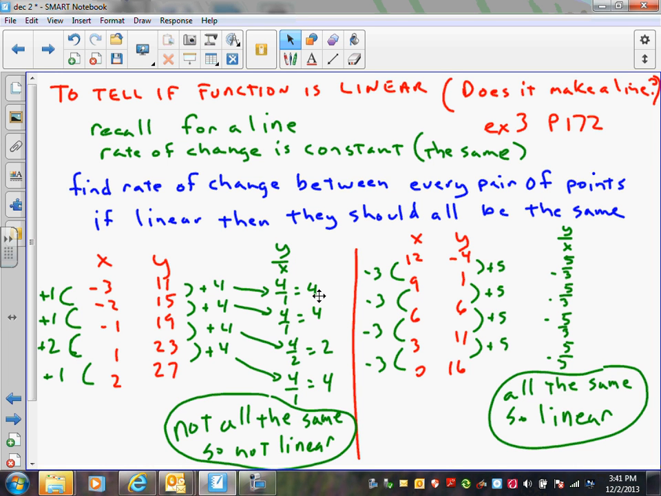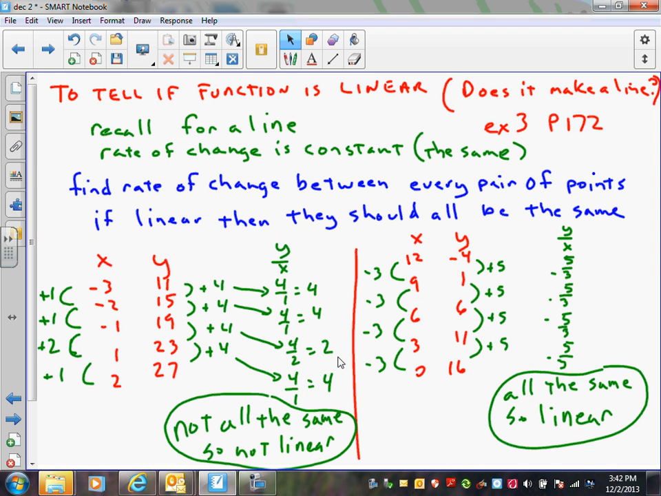It reduces to 4. The next one from 15 to 19 again goes up by 4. From -2 to -1 again goes up by 1. So again I have 4 over 1, still 4, still good. The next one, 19 to 23, is going up by 4 again. So far so good. But from -1 to 1, it goes up by 2. And when I put 4 over 2, I get 2.